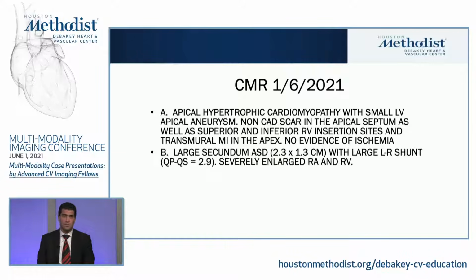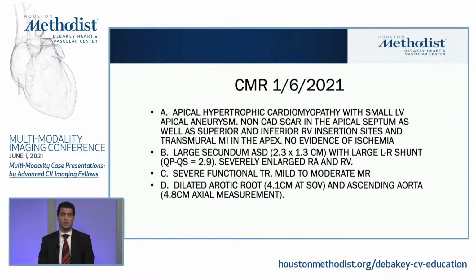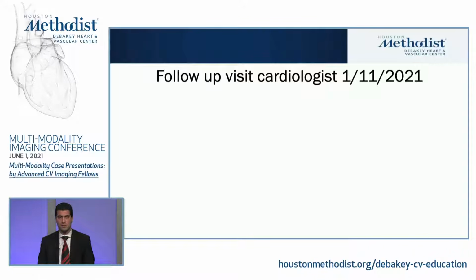There is a large secundum ASD. The measurement is 2.3 times 1.3, and there's a large left to right shunt with a QP:QS of 2.9 and a severely enlarged right side. Severe functional TR, mild to moderate MR, and the aorta that's dilated, which we know about from previous CT scans.